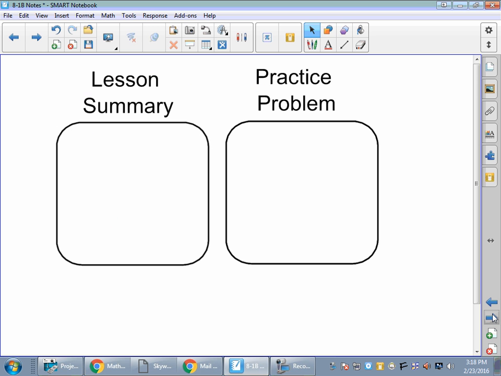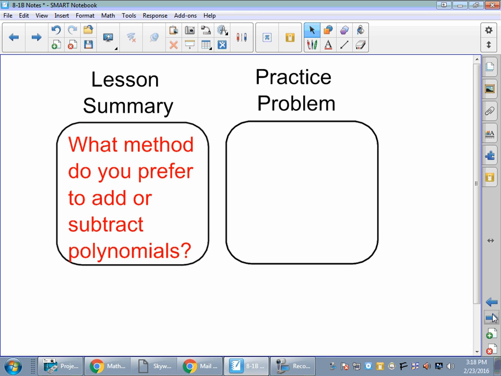All right, that's it for today. So first of all, I'd like to know what method you prefer, whether you like the vertical method, the highlighter method, the regrouping, horizontal method, which method you like.